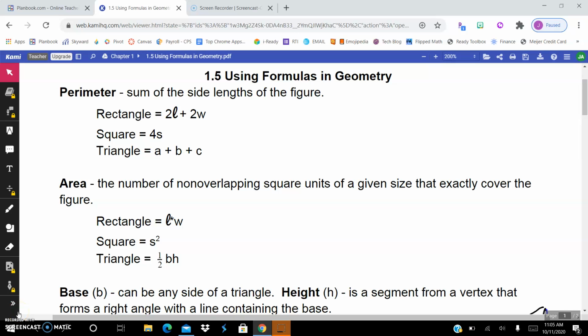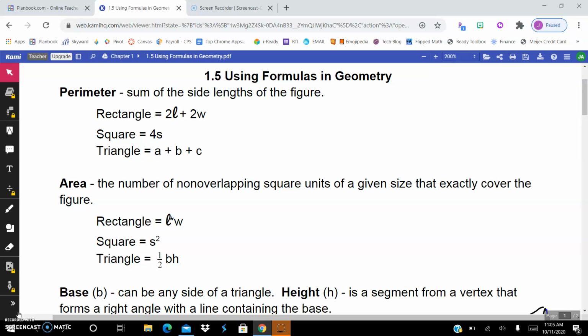For section 1.5, we are going to look at using formulas in geometry. Basically this section is a review of some formulas that you've already learned and worked with. So the first thing we're going to talk about is perimeter.